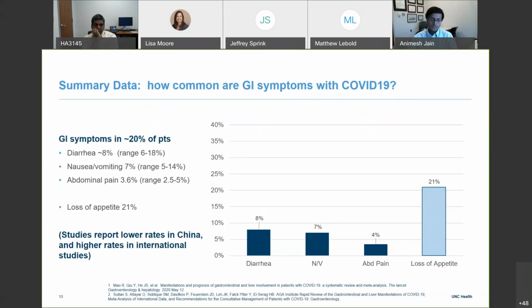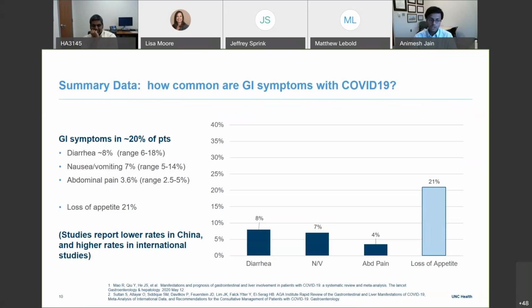So there's been a number of reports. I highlighted a couple of the US ones and the initial report from China. However, there's been a number of studies, many of them from East Asia and China, but also in Europe and other parts of the world. So we've pooled the data together. There was a good review in the Lancet Gastroenterology and also a recent meta-analysis in the Gastroenterology journal. If we look at all the data together, it appears that diarrhea occurs in about 8% of patients with COVID-19, nausea and vomiting in something like 7%, and abdominal pain in maybe 3 to 4%.